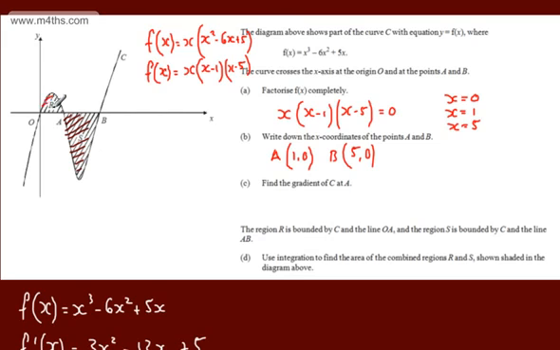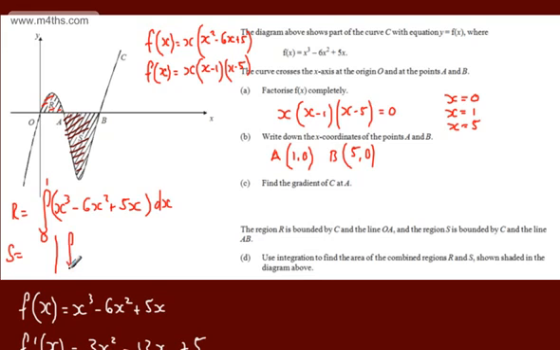Now we know that the integral will give us the area. So I'm going to say the area R will be equal to the integral from 0 to 1. Remember, O is 0, 0, this is 1 and this is 5. So we want the integral of x cubed minus 6x squared plus 5x, and we're integrating with respect to x. Now, consider this area. This is going to give me a negative area. So I'm going to say that S will be the modulus. And the modulus is the absolute value. So whatever value my integral gives me, I'm just going to make positive.